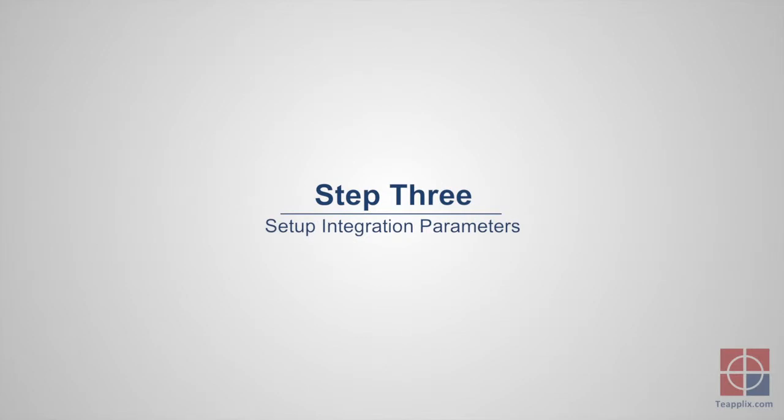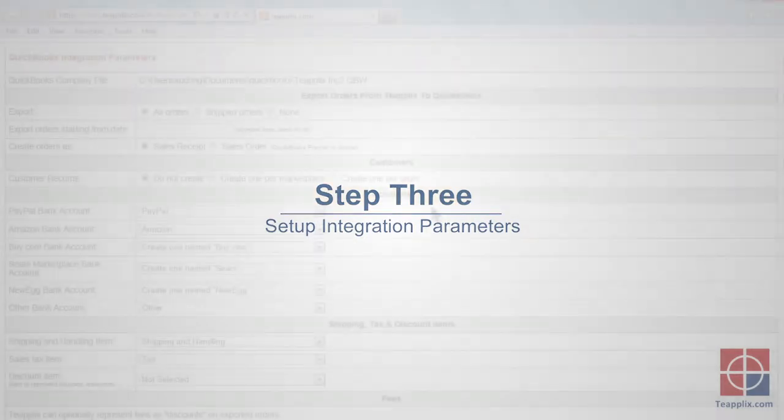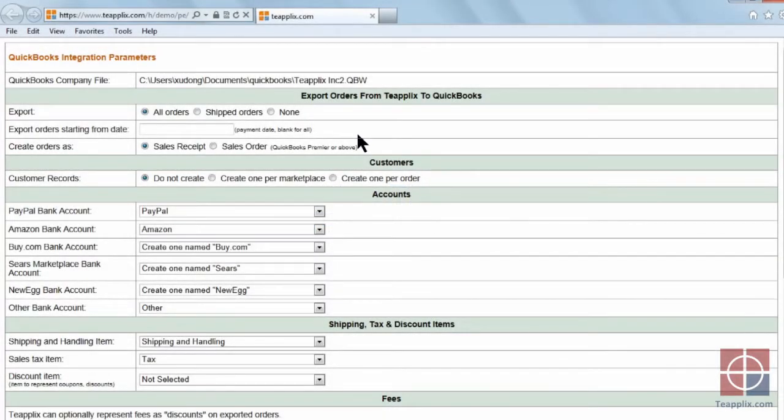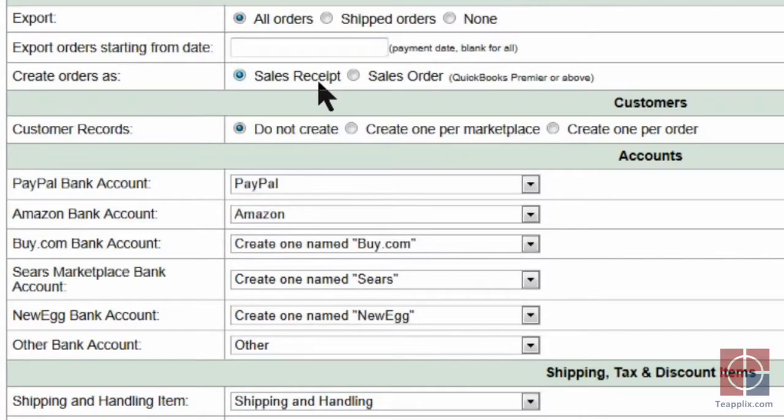Step 3. Now that we've set up the Tiaplix application, we need to set up export and import functions between Tiaplix and QuickBooks. The QuickBooks integration parameters window should have opened automatically during the setup process. Here, you can set up how you'd like QuickBooks to export orders. You can choose what orders to export by date, orders already shipped, all orders received, and so on. The orders should be created as a sales receipt.